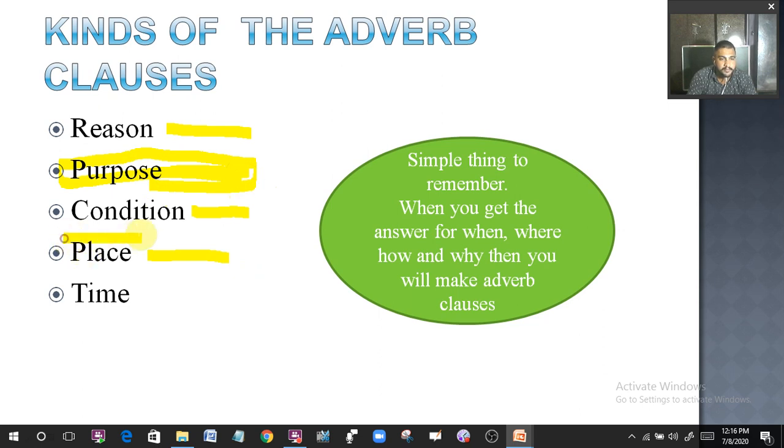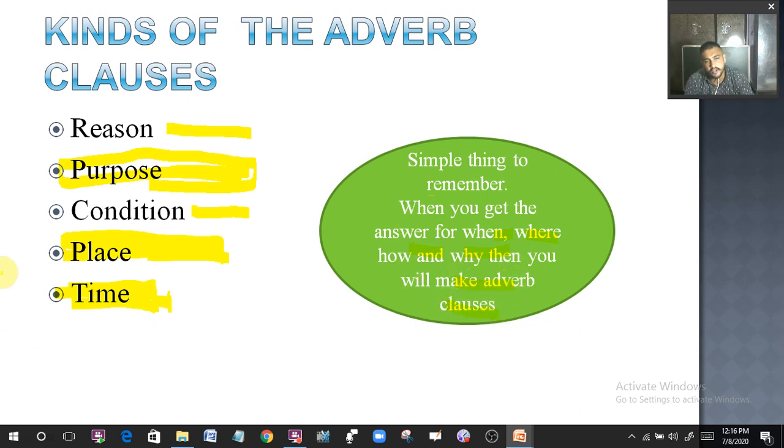When we're talking about place, it is used in many ways. When we talk about different places, when we get the answer for where, we talk about place. And when we get the answer for time, which is already given in the example we have done in the previous slide. So you need to remember the simple thing: when you get the answer for when, where, how, and why, then you will make the adverb clauses.